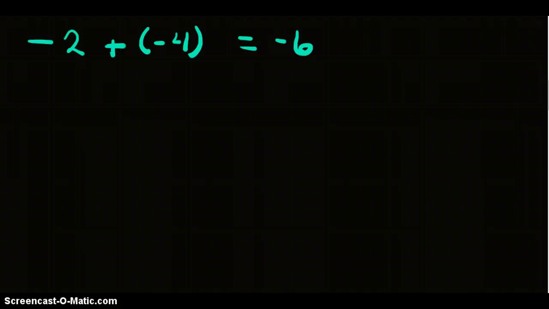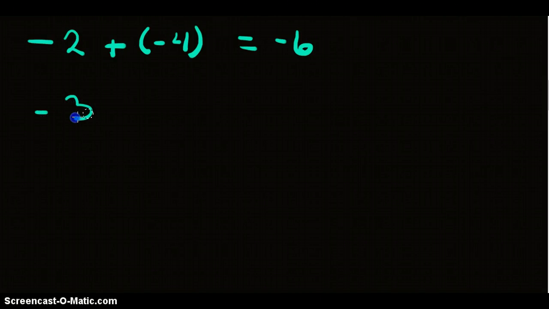If we had negative 2 plus negative 4, that's going to be negative 6. My signs are the same. I simply add them together and give them the sign of the numbers I'm adding.